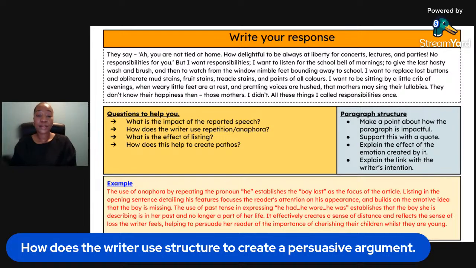And again, when you're writing, make a point about how it's impactful, okay? Support this with a quote, explain the effect of the emotion created, and link this with the writer's intention, their message, their intention of persuading and creating a persuasive argument. So use those questions again in the orange box to help you. And we'll have another 5 minutes. Okay, so 5 minutes for that now.